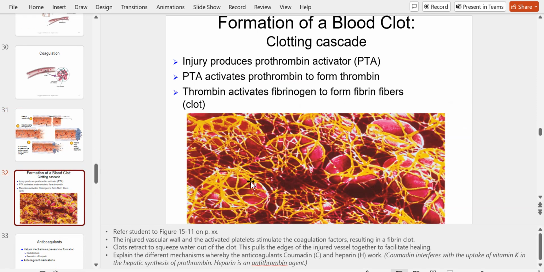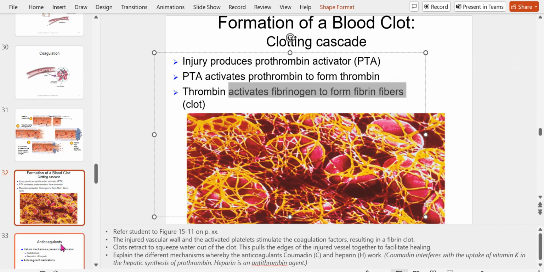Just love this shot here, an electron micrograph of the actual fibrinogen, kind of like spider webs, and it just keeps the blood inside. Okay, formation of a blood clot. Injury produces what we call PTAs that activate prothrombin to form thrombin, and this activates the fibrinogen to form these fibrin fibers.